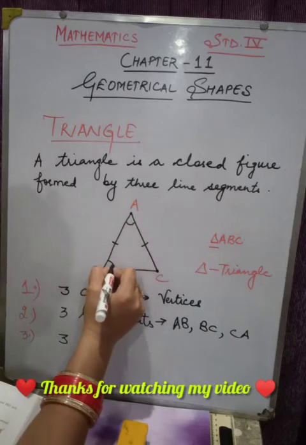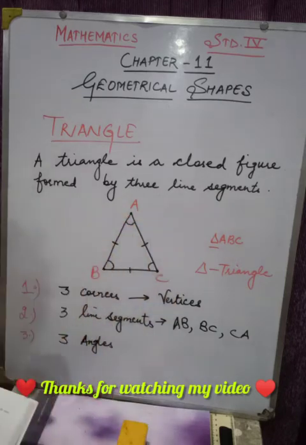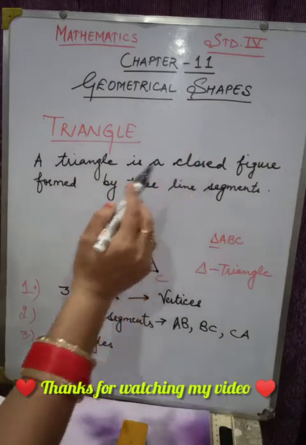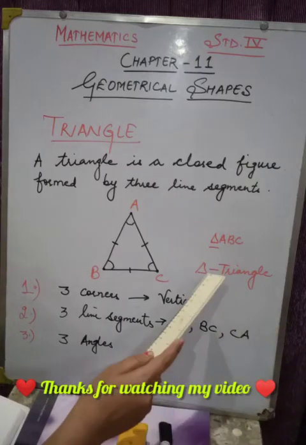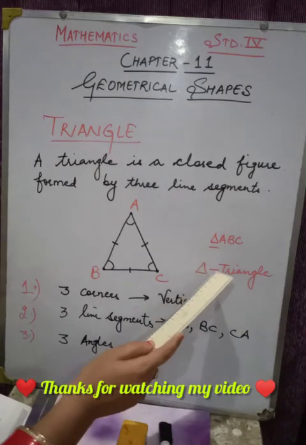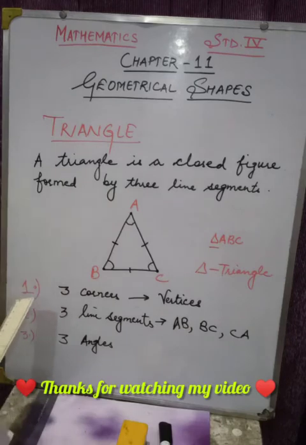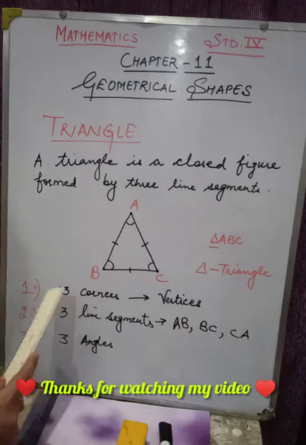1, 2, and 3. So these are the properties of triangle. What is triangle? Triangle is a closed figure formed by three line segments. And what is the symbol for this triangle? A small triangular shape is the symbol for triangle ABC. We will write.